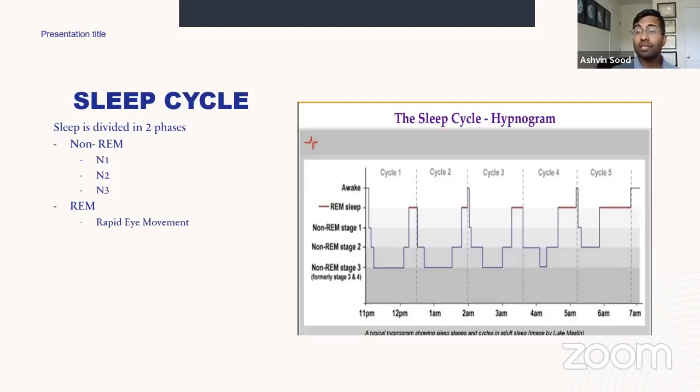Now, REM sleep gets progressively longer throughout the night. And it's also really important that REM sleep also helps with memory as well.